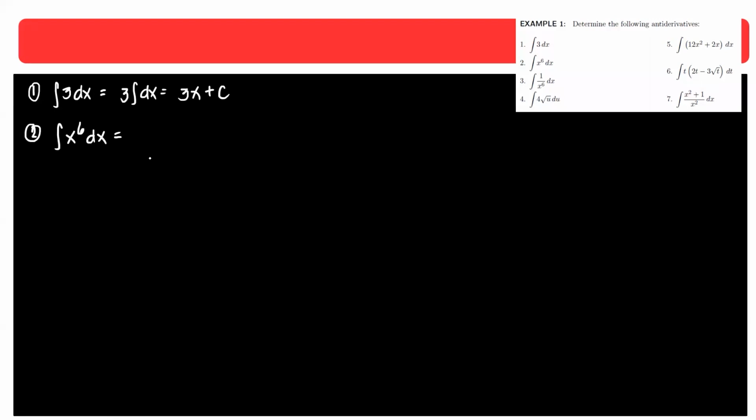Applying the power rule, what do we get? Yep. So basically, plus 1/7 x to the 7 plus c. Very good.